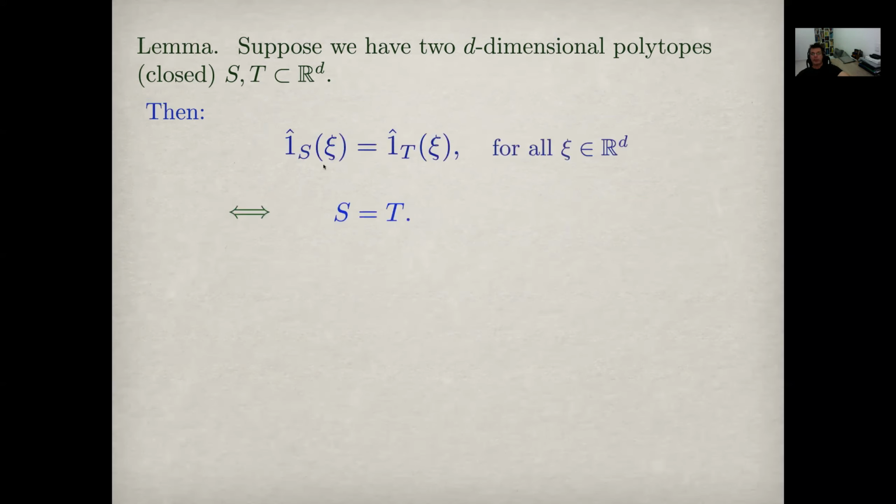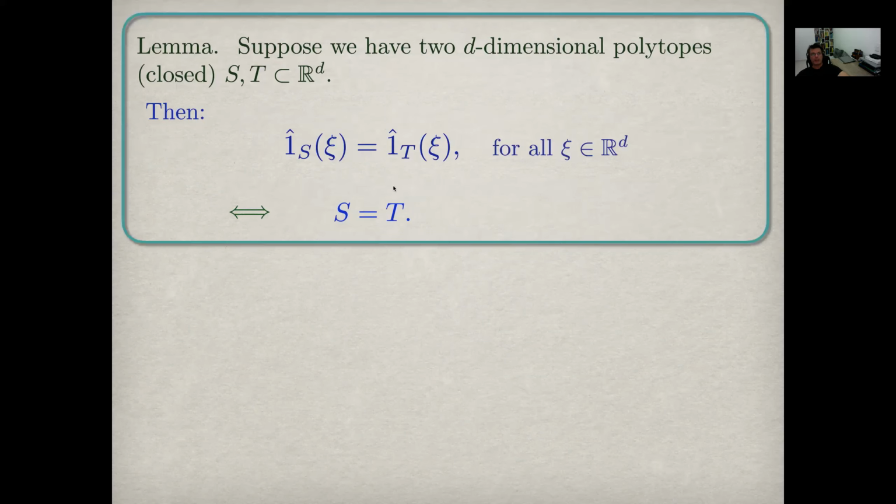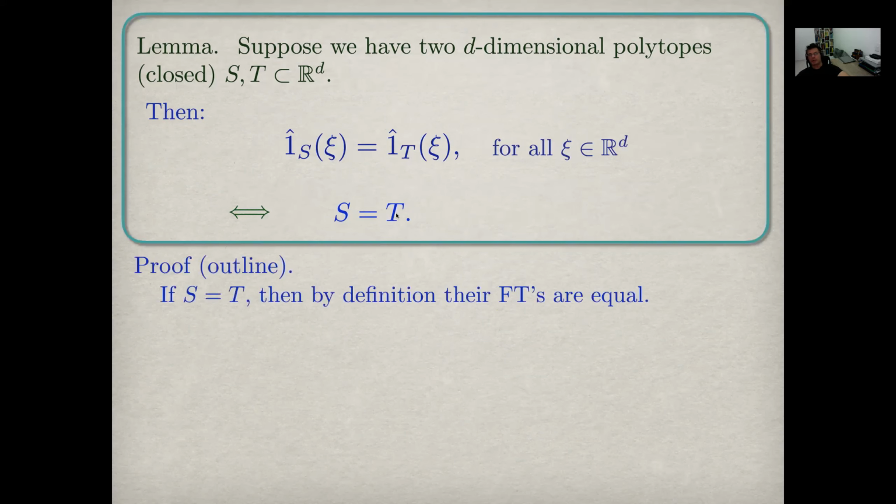Then the Fourier transform of S is equal to the Fourier transform of T if and only if S is equal to T. The assumption that the transforms are equal includes the assumption that it's true for all c in R^d. In other words, it's true for all inputs. One direction is trivial. If S is equal to T, obviously the indicator function of S is equal to the indicator function of T, and the Fourier transforms are equal.